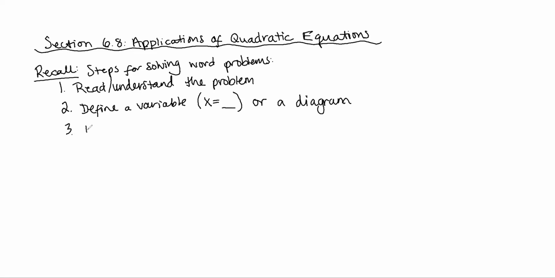Third step is to write an equation. So based on the information that they gave us, we want to go ahead and write an equation using our variable. Fourthly, we're going to solve that equation. And so that might mean factoring, in this case, because we're talking about quadratic equations. Our fifth step is to state the answer.